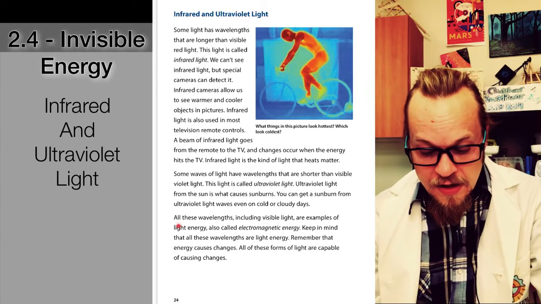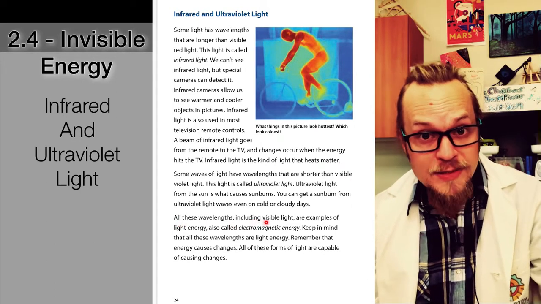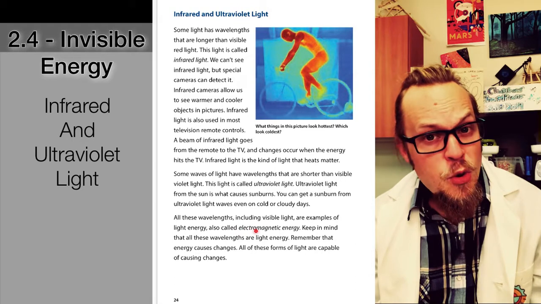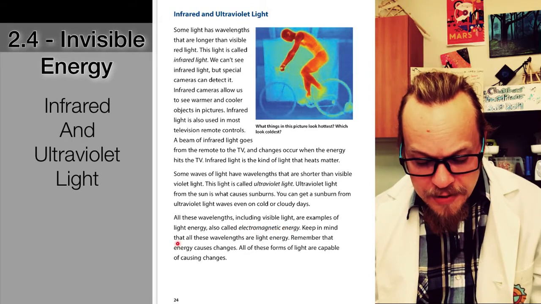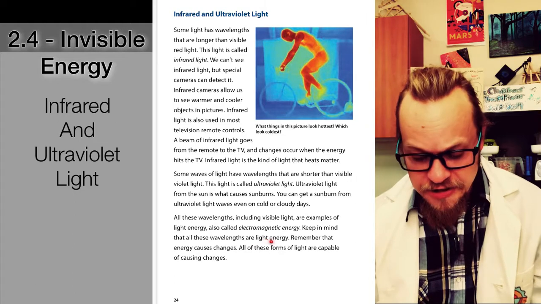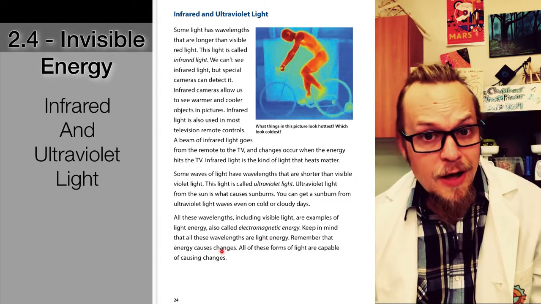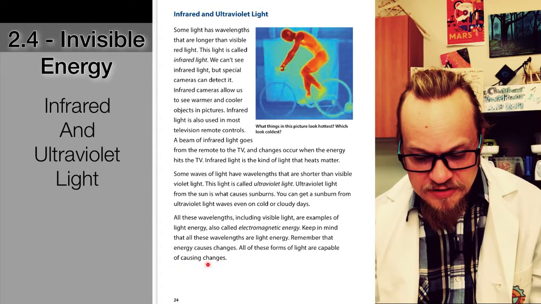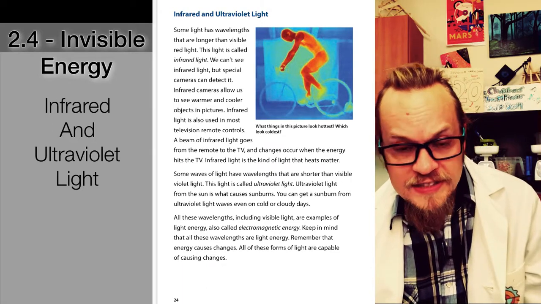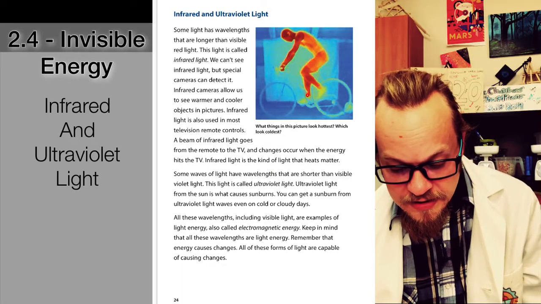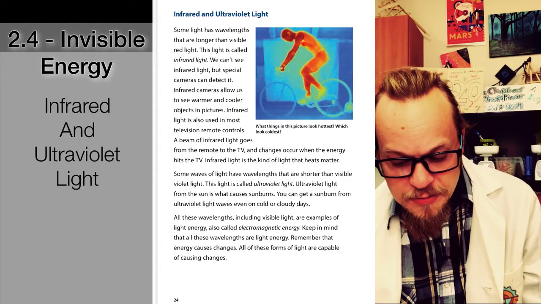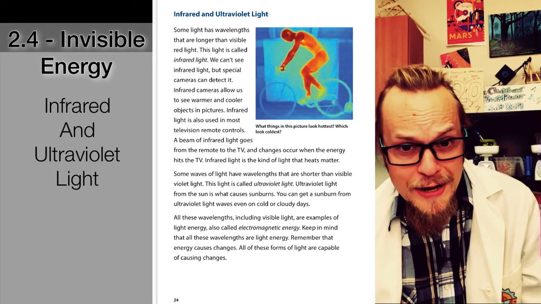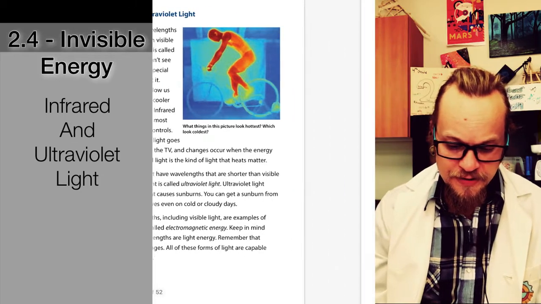All these wavelengths, including visible light, the colors we can see, are examples of light energy, also called electromagnetic energy. Keep in mind that all these wavelengths are light energy. Remember that energy causes change. All of these forms of light are capable of causing changes. Here in this picture from an infrared camera of this person on the cycle, the red and orange colors represent the heat of the cyclist, while you can barely make out the cycle he's riding because it's cooler.